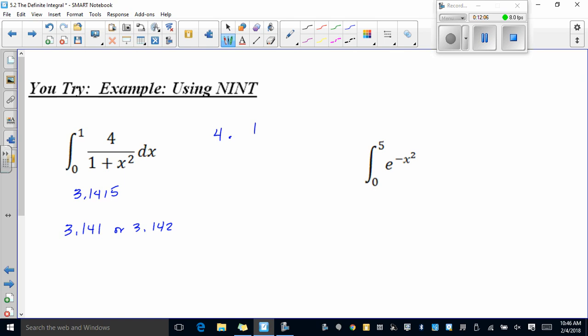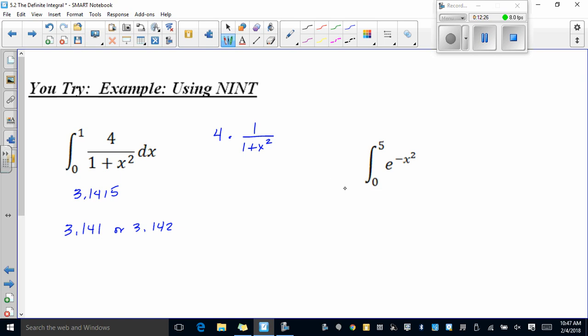Okay, the next one, they're wanting the value of the integral from 0 to 5 of e to the negative x squared. So you plug that into the calculator, and you get 0.8862. You can use that as the answer, or 0.886. Simple.